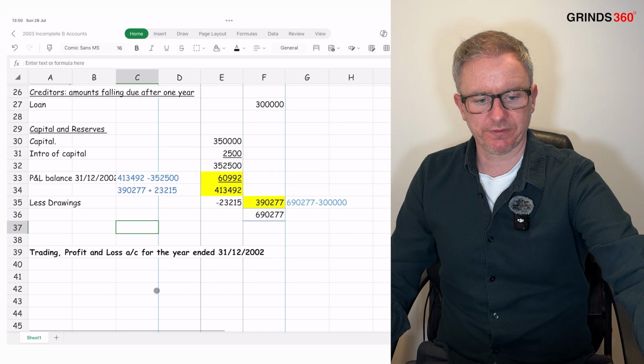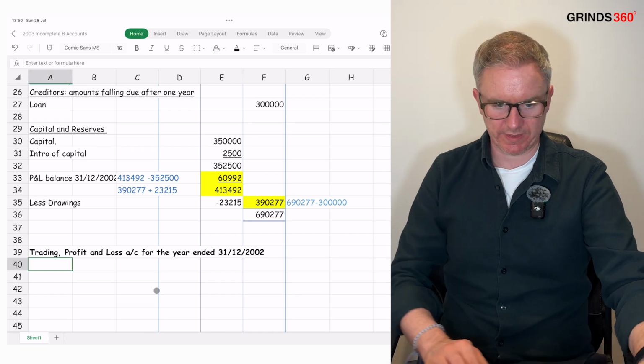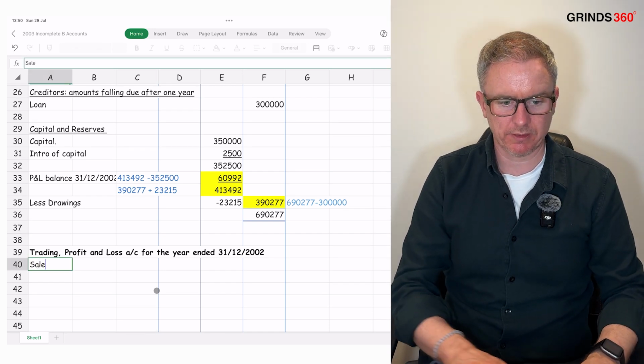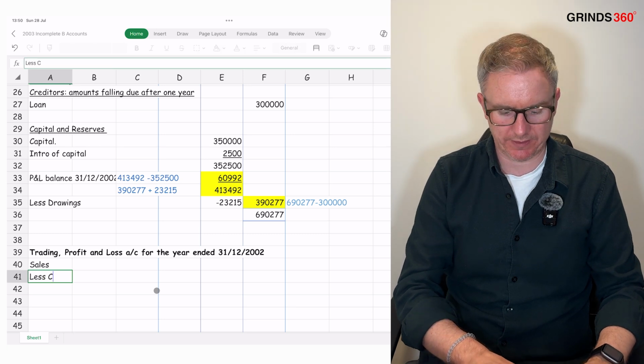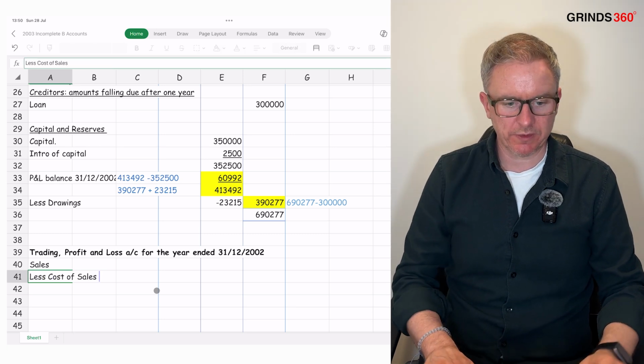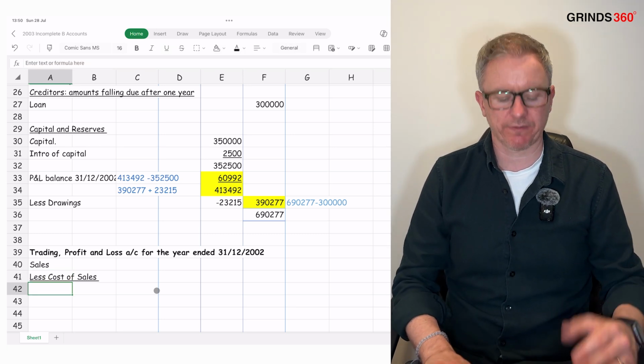So we start off, and we're not going to know what our sales figure is first, and that's fine. We can leave that blank. So we know sales will come here. Then less cost of sales. So if you think about that, cost of sales, we know this from question 1.